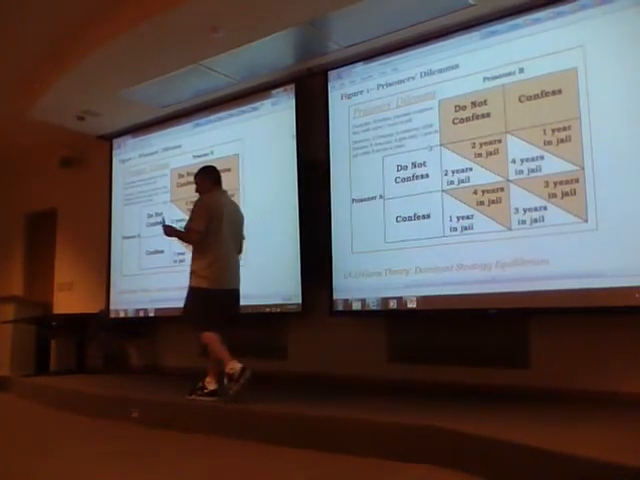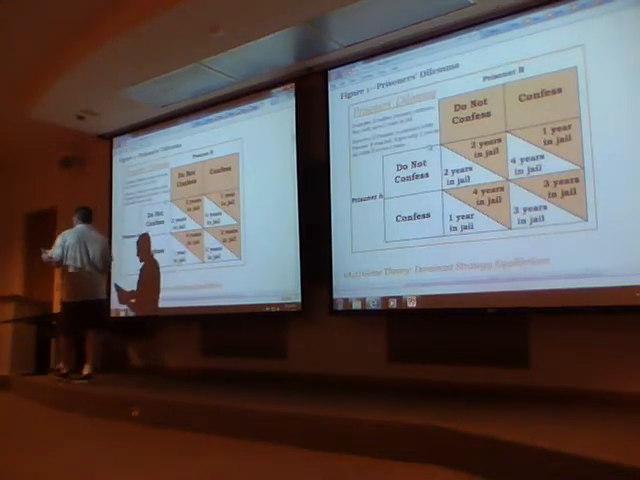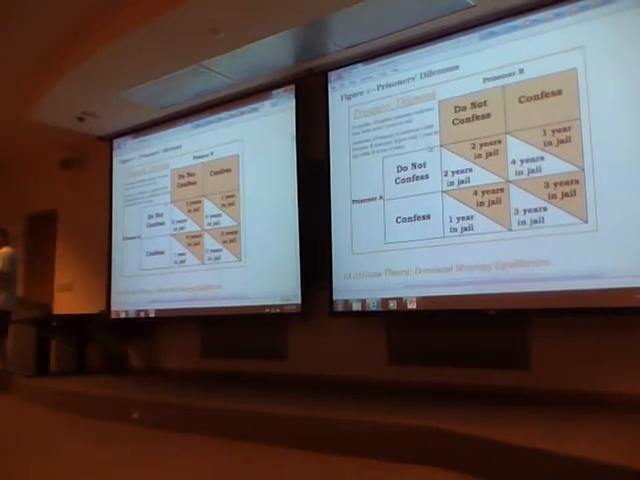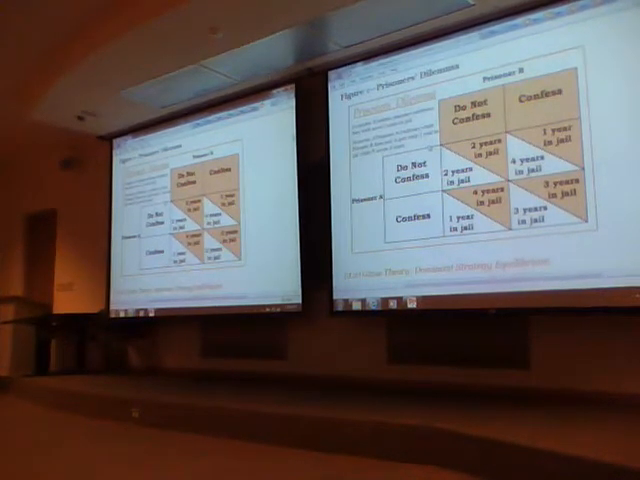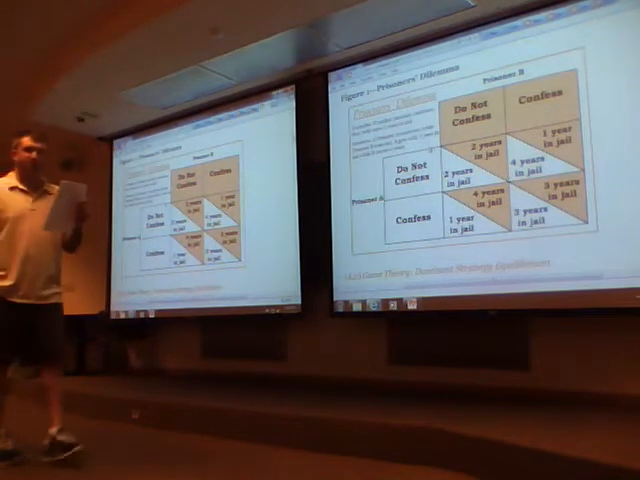Number 3 is false. Number 4, in the prisoner's dilemma, the police attempt to make 2 prisoners confess by separating them and attempting to make each confess before the other prisoner. True. Yeah, number 4 is true. So number 1, true. Number 2, false. Number 3, false. Number 4, true.